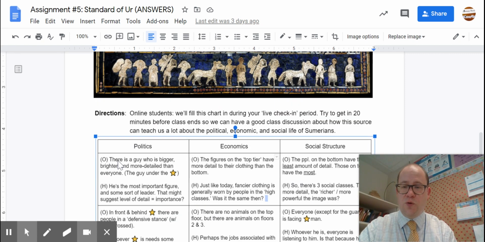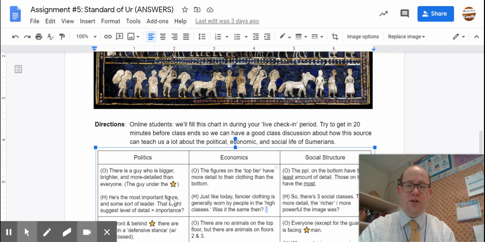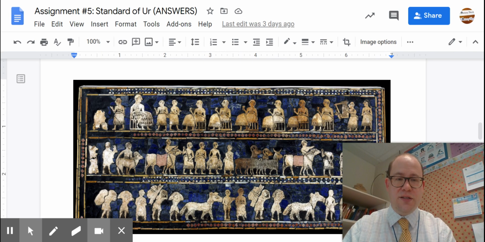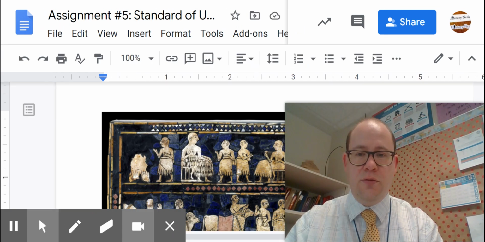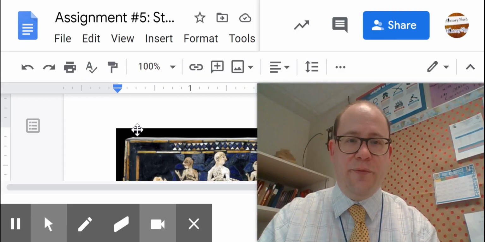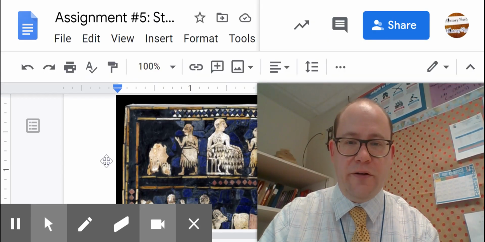Another one is there's one guy who's bigger, better, and more detailed than the rest. He's the Starman. He's probably the most important figure and some sort of leader. Again, since he has the most detail, like I can see a lot about him, I'm going to make him bigger and me bigger at the same time. Okay, so, whoa, I made him way too big. All right, there he is.